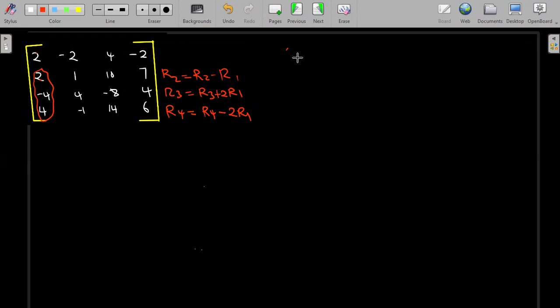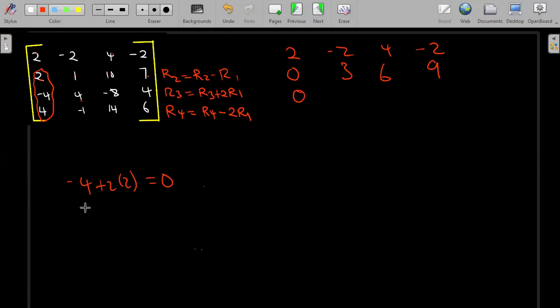The first row remains the way it is: 2, minus 2, 4, and then minus 2. For row 2, 2 minus 2 gives me 0. 1 minus 2 gives me minus 1, 10 minus 4 is 6, and 7 minus 2 is 5. Then for row 3, minus 4 plus 2 of the 2 will give me 0.